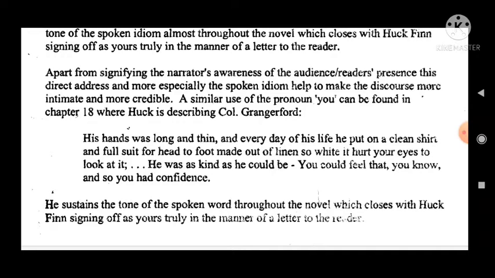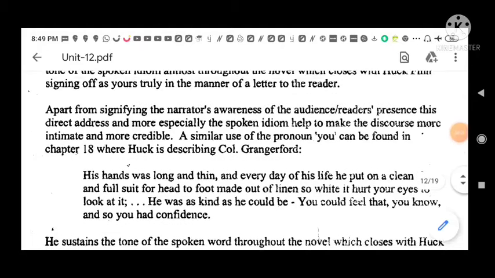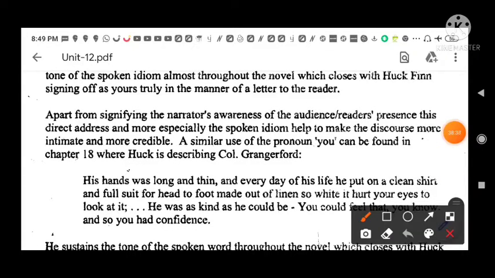So in this narrative technique, you have main key points. Mark Twain used more vernacular idioms. You can see, apart from signifying the narrator's awareness of the audience or reader's presence, this direct address and more especially the spoken idiom help to make the discourse more intimate and more credible. Okay, here is the main key point.